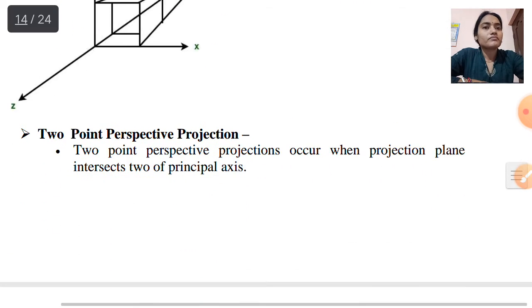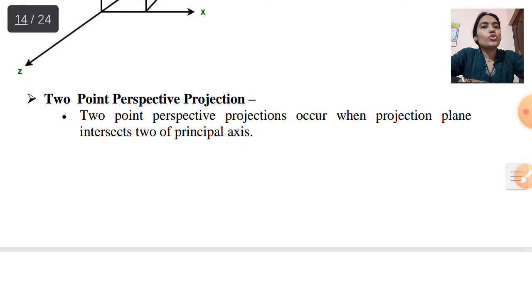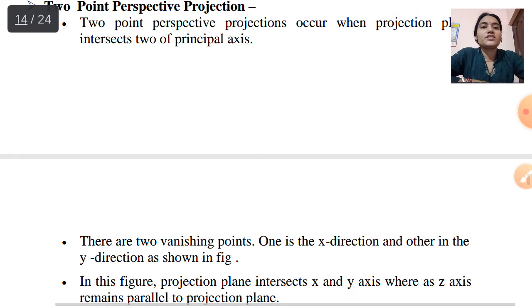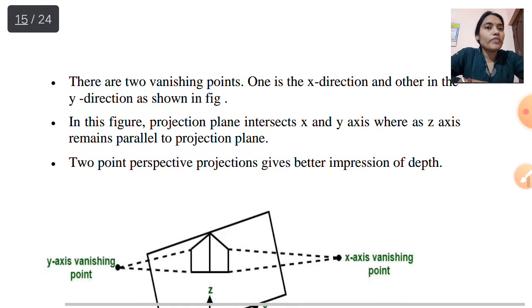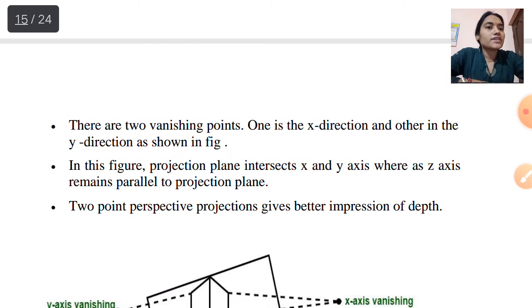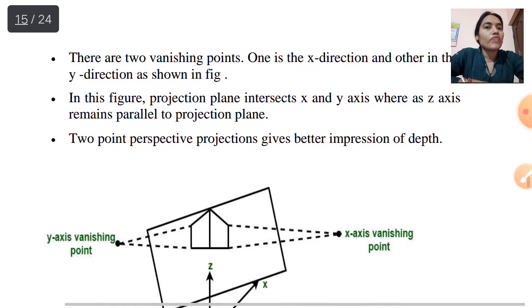Next we discuss 2 point perspective projection. 2 point perspective projection occurs when the projection plane intersects two of the principal axes. That means here there are 2 vanishing points. One is in the x direction and the other in the y direction.